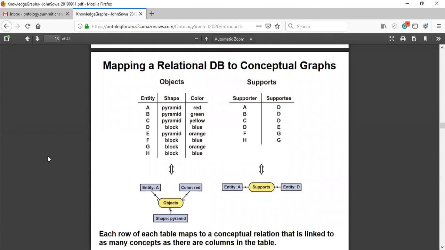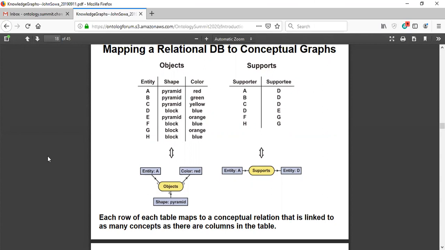line in each table, and mapping it to a little graph. So for the objects table, you take each of the rows and you map it to a little graph of the form: Entity A, the objects relation relates entity A to color red and shape pyramid.